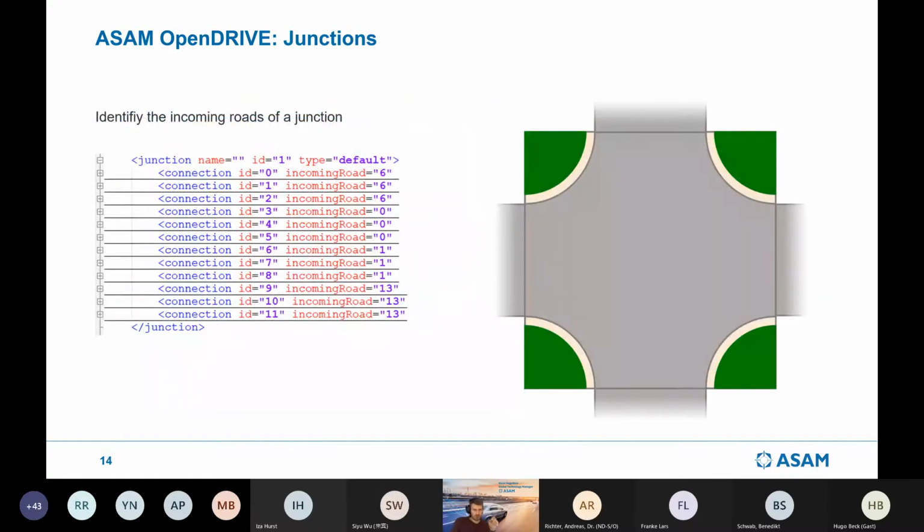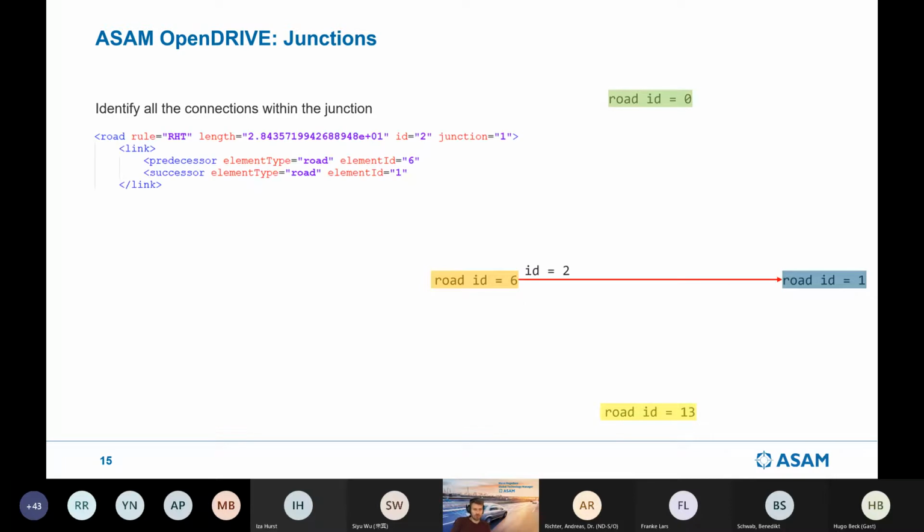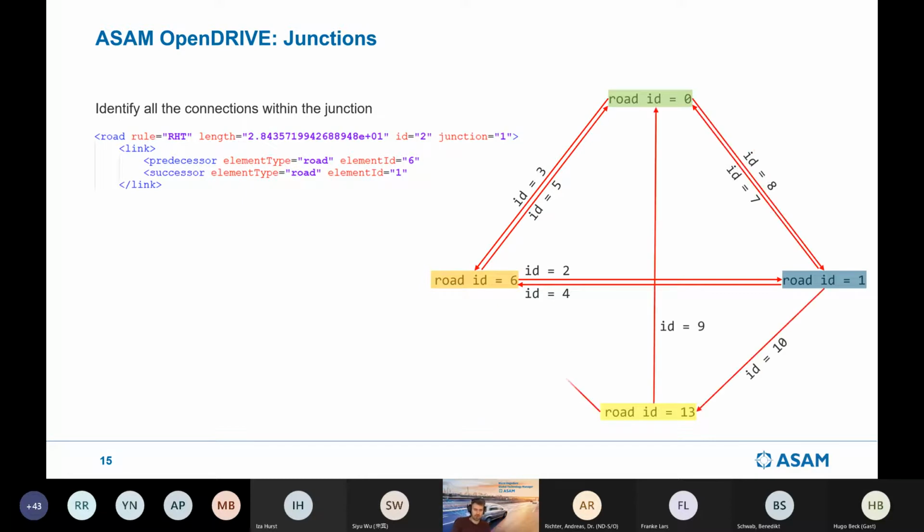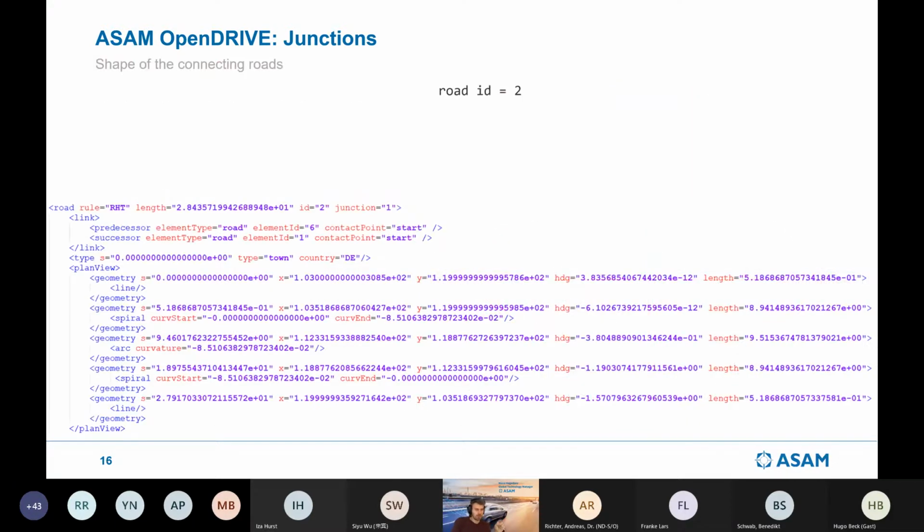So let's do so. When we identify all the incoming roads, then we have the road with the ID 13 is incoming, the 1, the 0, and 6. And when we establish all the connections, then we can see here how that would look like. And now we can see that the OpenDRIVE file will give us all the connections we have. And we need to establish that junction. So how do the connecting roads then look like?